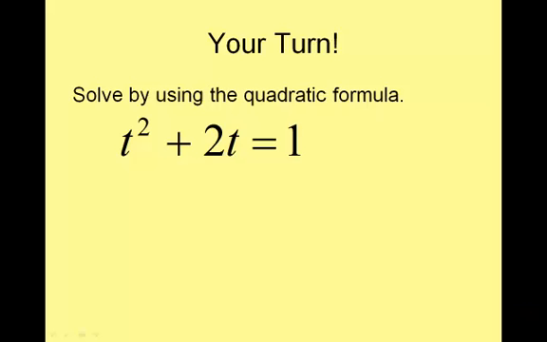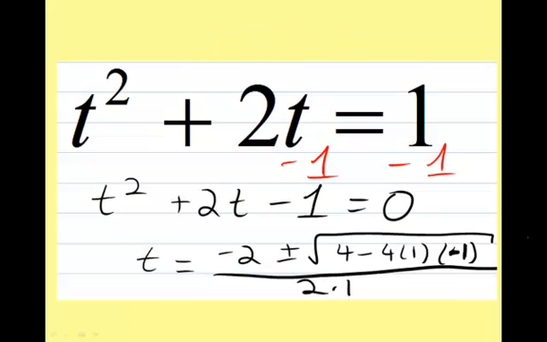t squared plus 2t equals 1. If you try the quadratic formula for it, always bring it to standard form first. It's got to equal 0. a is 1, b is 2, c is negative 1.